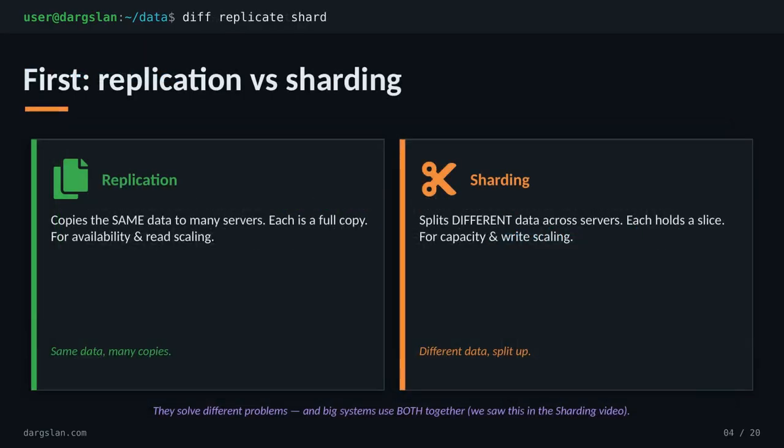Before we go deeper, let's clear up a confusion that trips up a lot of people. Replication is not sharding. Replication copies the same data to many servers. Every node is a full copy, and that's what gives you availability and faster reads. Sharding does the opposite. It splits different data across servers so each one holds just a slice, and that's how you scale capacity and writes. Different problems, different tools, and in big systems, you'll see them working side by side.